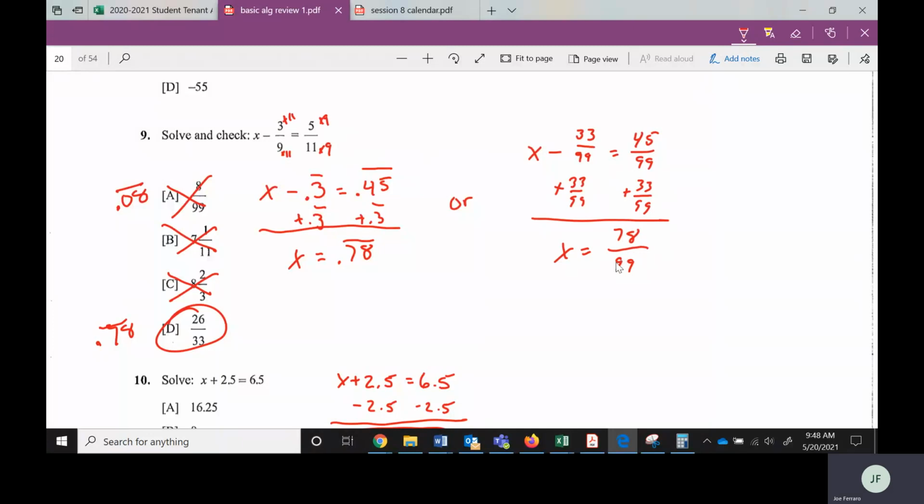Now that's not reduced. So again, you could change it to a fraction and do the same, or a decimal and do the same process over here. Or you can see what numbers go into both. The only number that goes into both is 3, so we're going to simplify the fraction by dividing top and bottom by 3. You get 33 on the bottom, you get 26 on the top. There's your answer.